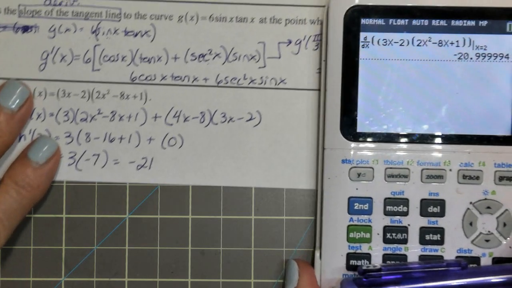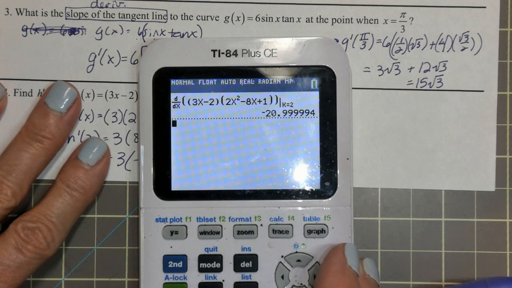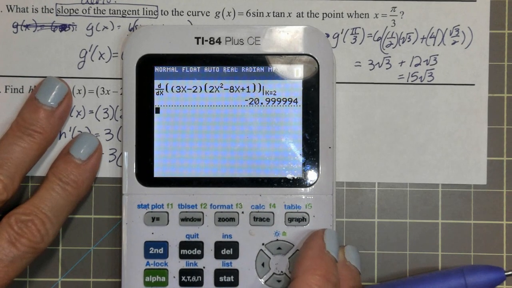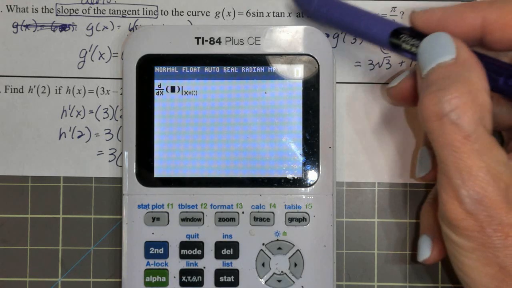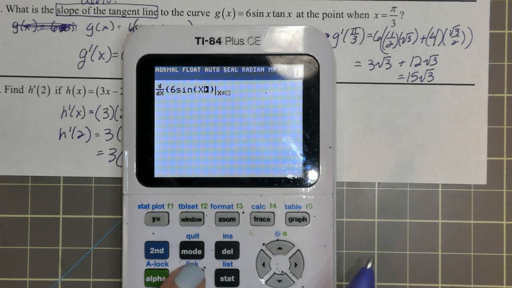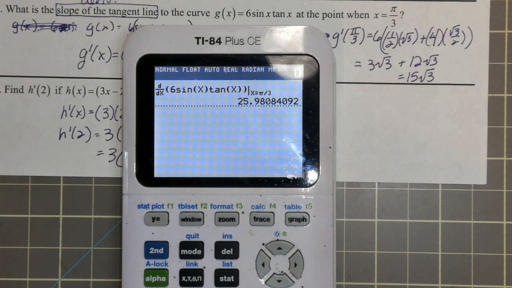Let's go do number 3. Since we have the extra moment, let's go do number 3. Okay, so the derivative with respect to x of 6 sine x tangent x at pi over 3. So I got 25.9808, blah, da, da, da, da. Let's see if that is equal to 15 square root of 3.